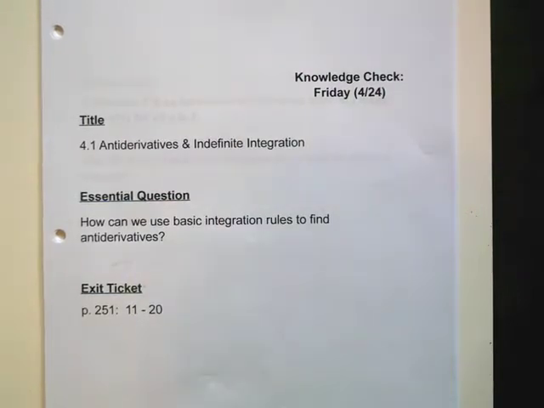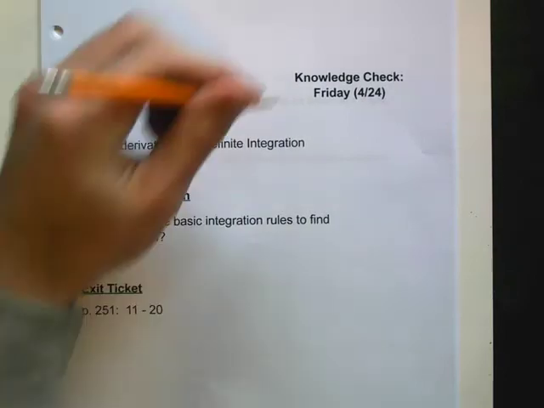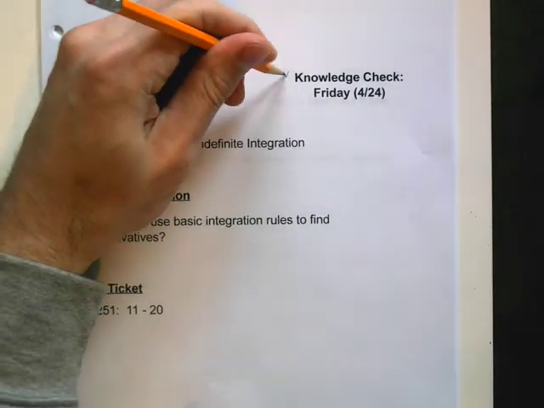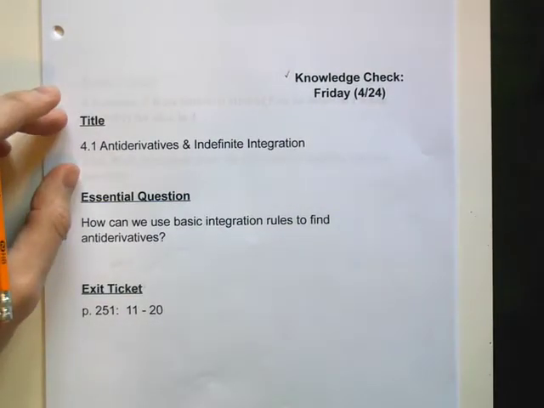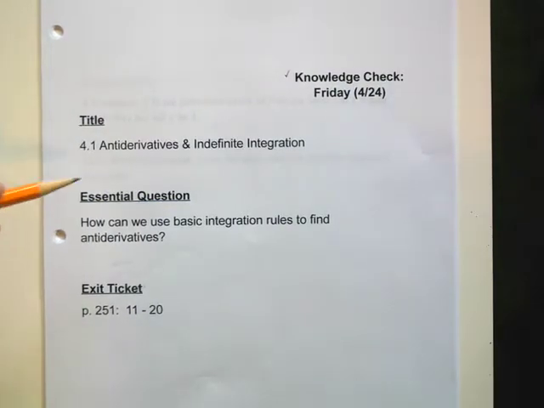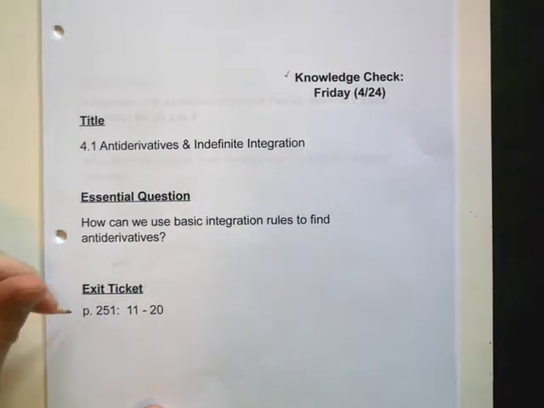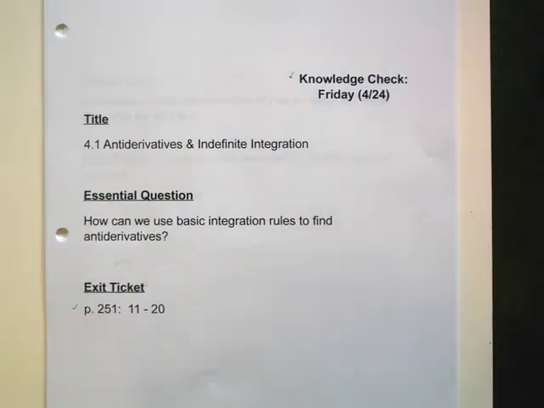So just a couple things to point out. We're starting with something called antiderivatives and indefinite integration. So this is 4.1 in your book. This Friday will be a quick knowledge check / mini quiz on the stuff that we do this week, so just keep that on your radar. Essential question is, how can we use basic integration rules to find antiderivatives? And then what you're going to turn in today is page 251, numbers 11 through 20.